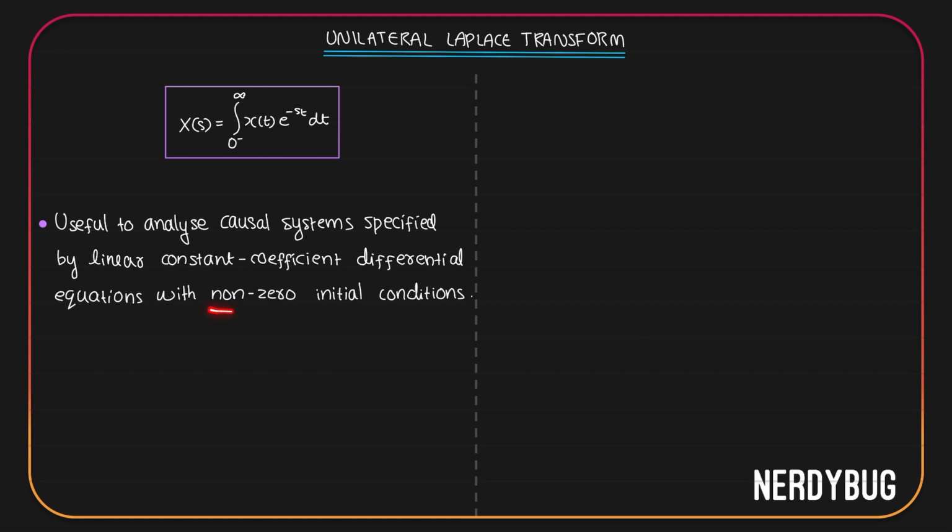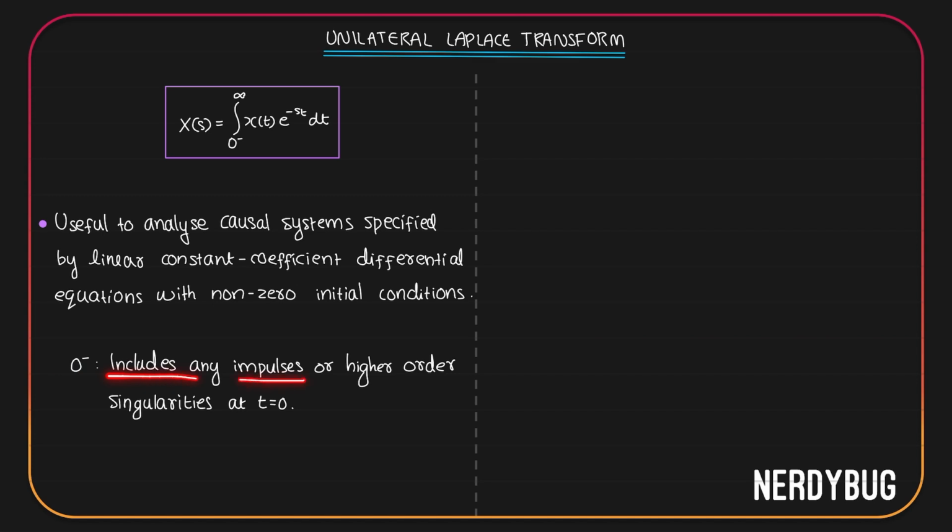But in case the system has non-zero initial conditions, we have to include that also. That is why the integration is from 0 minus. 0 minus means we are approaching t equal to 0 from the left side. So taking the integration from 0 minus instead of just 0 includes any impulses or other higher order singularities at t equal to 0. We have already discussed what is a singularity. It is a sudden change that is happening to the value of the signal.